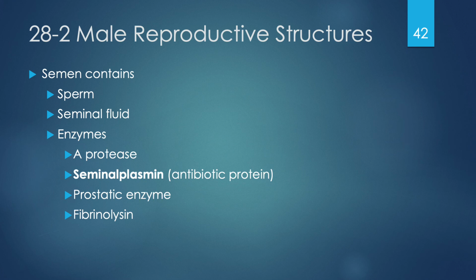There's a prostatic enzyme that's also present, and this converts fibrinogen to fibrin. So this has the end effect of coagulating semen just a few minutes after ejaculation. And then lastly, there's fibrinolysin, which effectively reverses the effect of that prostatic enzyme because it will liquefy clotted semen after about 15 to 30 minutes.